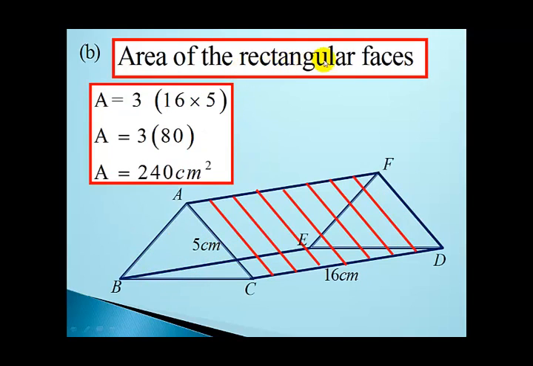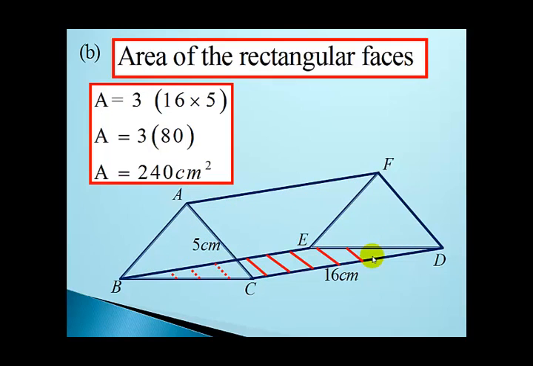Now the area of the rectangular faces. The rectangular faces are 3. So how do you find the area of a rectangle? It's length times breadth. That is 16, the length of the rectangle, times the breadth, that is 5. That's how come we have 16 times 5. Why are we multiplying the answer by 3? It is because the rectangular faces are 3. The first one is the shaded portion, this is the second one, and this is the third one. They are all the same because the cross section is an equilateral triangle. So when you multiply 16 by 5, the length by the breadth, we have 80. We multiply by 3 because we have 3 rectangular faces. So 3 times 80 gives us 240. So the area is equal to 240 centimeters square.